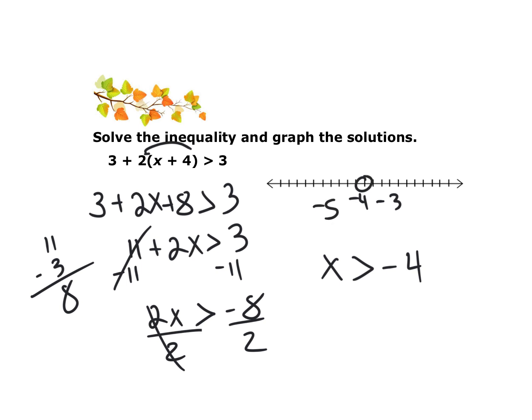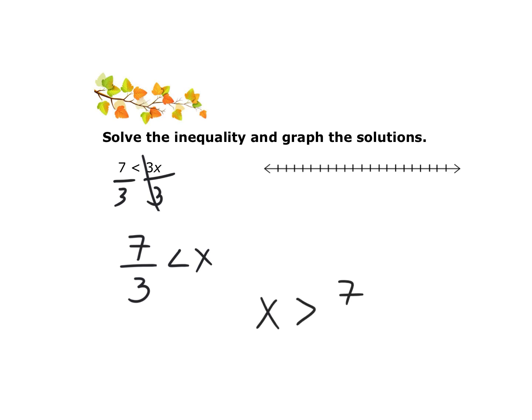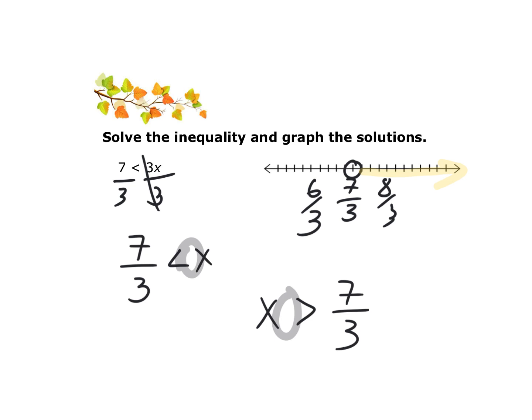It's going to be an open circle, and it's going to go to the right. So we're going to go ahead and divide both sides by 3, which is going to leave me with 7 over 3 is less than x. Now, again, I like to write it with the x on the left side, so I'm just going to rewrite it, keeping in mind that the bigger side of the inequality is still pointing towards the x, as it is right here, and it is right here. So we're going to do 7 over 3, 8 over 3, and 6 over 3. It's going to be an open circle to the right.